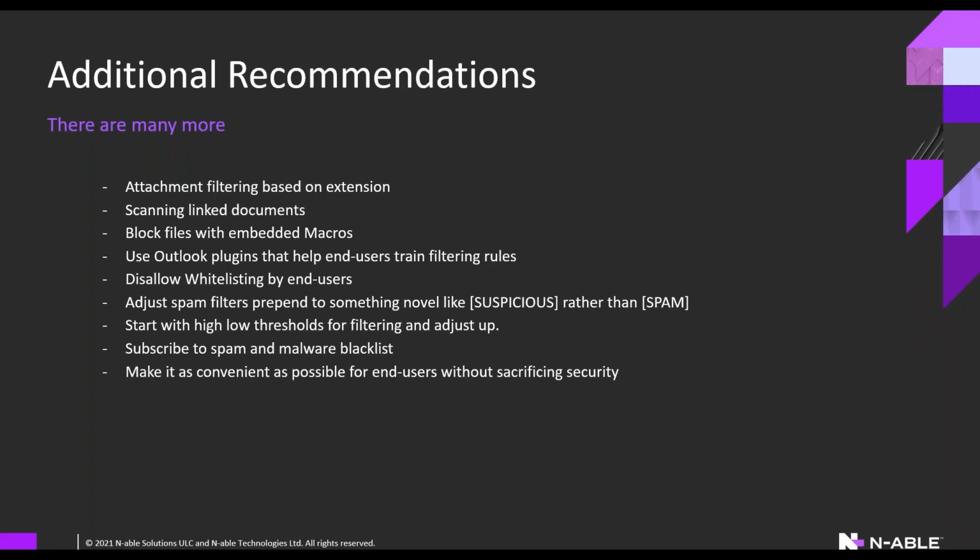Adjust spam filters to flag something as suspicious rather than spam. With MailAssure, you have the ability to adjust the aggressiveness of the filtering, and whenever it does qualify something as a problem, it will prepend something to the subject line. The default for a lot of solutions, for many, many years, has just been to prepend spam on an email.